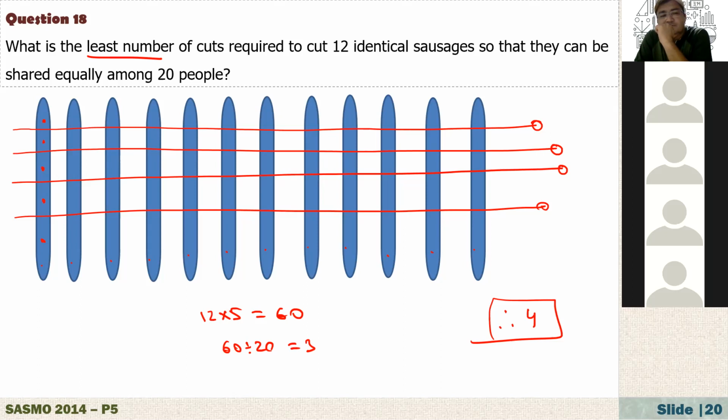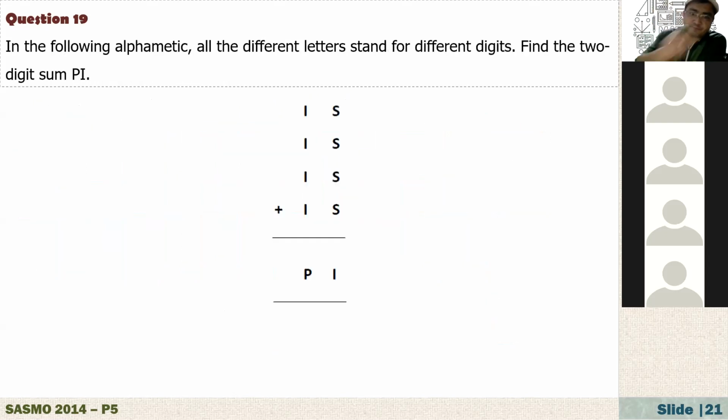I agree with you. Because with only 4 cuts, I can actually divide one sausage into 5 equal parts. Can you think like this? A lot of students cannot think like this. Put the sausages together with 1 cut, and with 4 cuts, I can divide them into 60 equal parts. Then each person gets 3 small pieces. In this way, we can share all of the sausages equally among these 20 people.